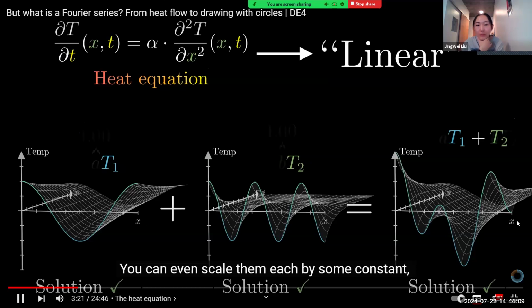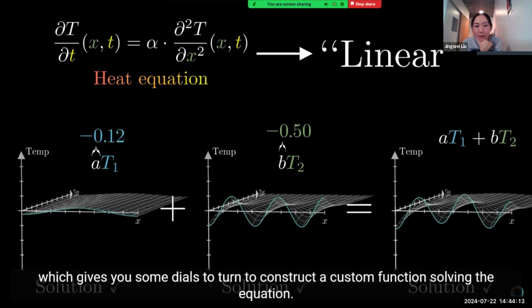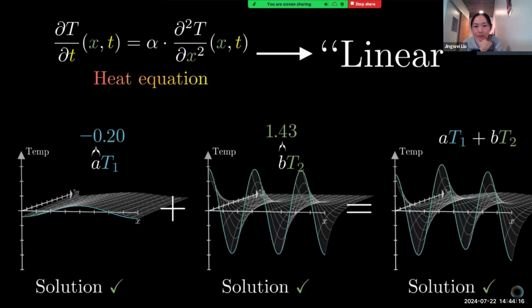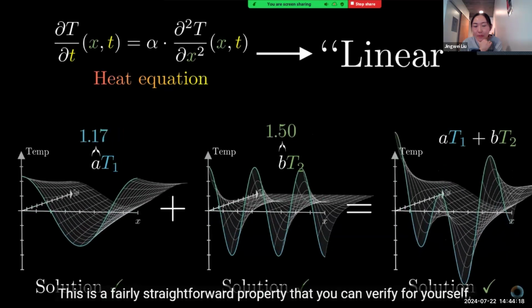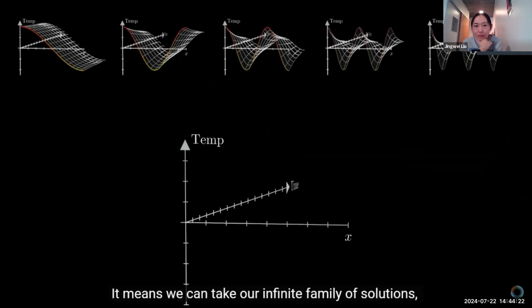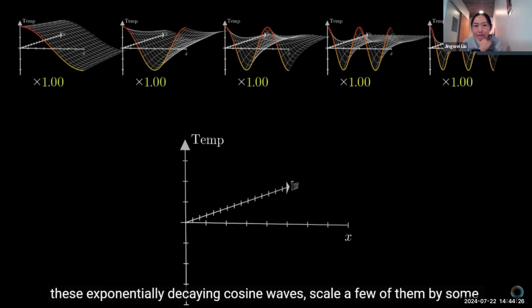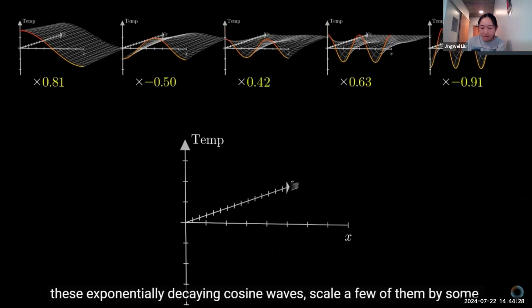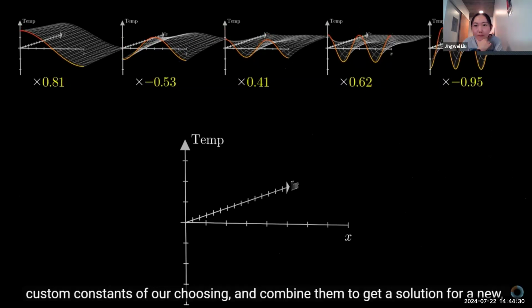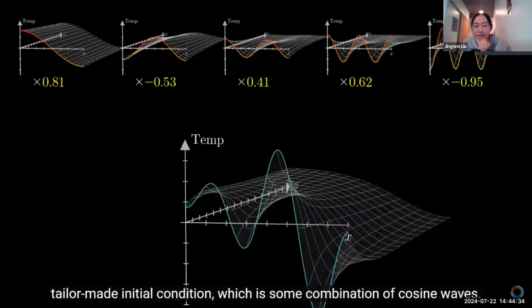You can even scale them each by some constant, which gives you some dials to turn to construct a custom function solving the equation. This is a fairly straightforward property that you can verify for yourself, but it's incredibly important. It means that we can take our infinite family of solutions, these exponentially decaying cosine waves, scale a few of them by some custom constants of our choosing, and combine them to get a solution for a new, tailor-made initial condition, which is some combination of cosine waves.